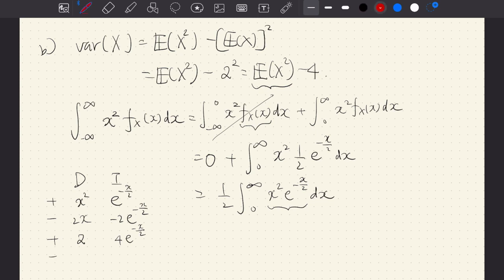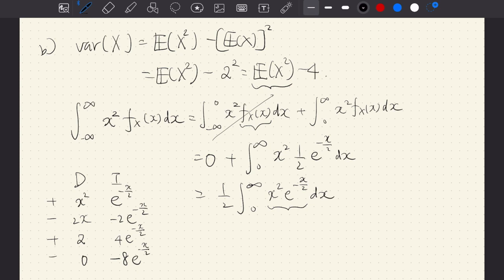Okay, and to evaluate this, we have to integrate this. Although we know how to integrate this, I feel that we can do this procedure again to get a 0 integrand for our final integral. Okay, so here I do it again and get this goes to 0, and this goes to negative 8 e to the negative x over 2.